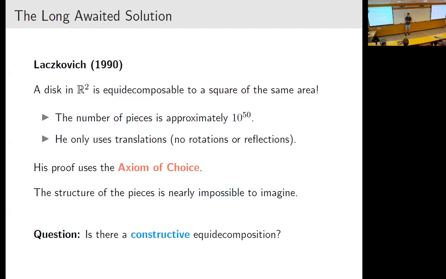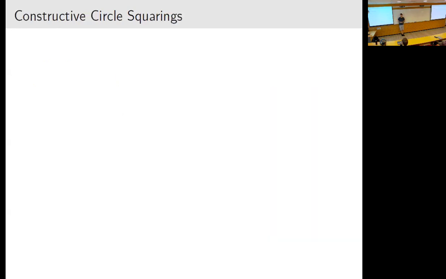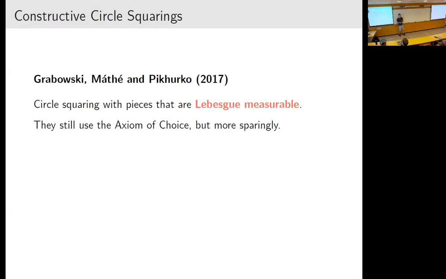Okay, so first step towards this. Various people asked similar questions around the 1990s in different ways, and for a long time nobody had any idea. A first breakthrough in this direction was obtained by Grabowski, Máthé, and Pikhurko in 2017. So to answer your question, you can have Lebesgue measurable pieces, which, like I said, in the Tarski paradox you cannot, because 1 is not equal to 2. But in this setting, you can.